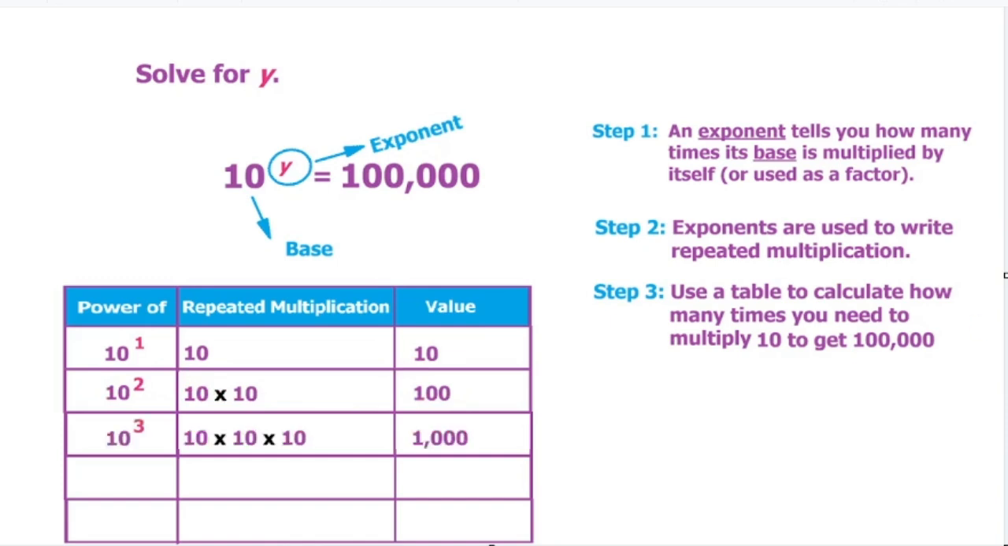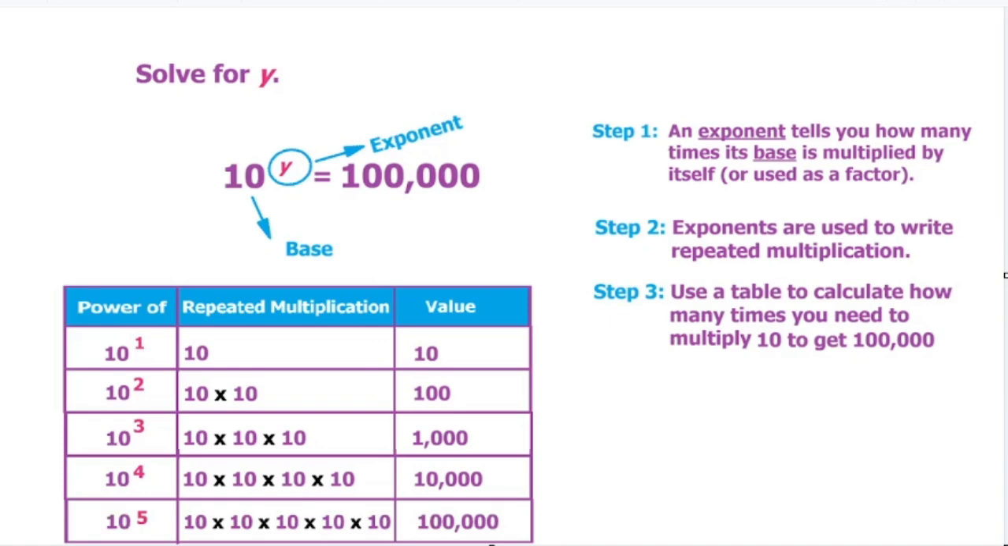And we just continue. 10 to the power of 3 is 10 times 10 times 10. You just repeat the multiplication 3 times. That gives you 1,000. 10 to the power of 4 is repeating 10 multiplied 4 times, and that gives you 10,000. And finally, 10 to the power of 5 is 10 multiplied 5 times, and that gives you 100,000. And that's our answer here.